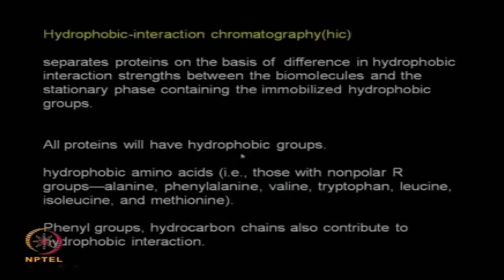So all proteins will have hydrophobic groups, but the problem is mostly these hydrophobic groups are embedded inside. So it is like the hydrophobic amino acids, that is those with non-polar R groups like alanine, phenylalanine, valine, tryptophan, leucine, isoleucine, methionine and so on. Even phenyl groups, hydrocarbon chains, they all contribute towards the hydrophobic interaction part of it actually. So a lot of these groups lead to the hydrophobic nature of the protein.